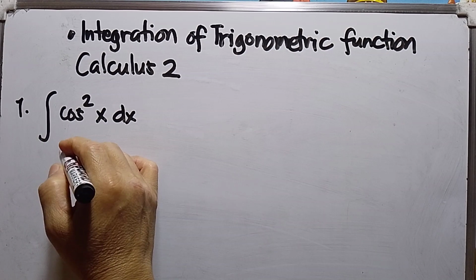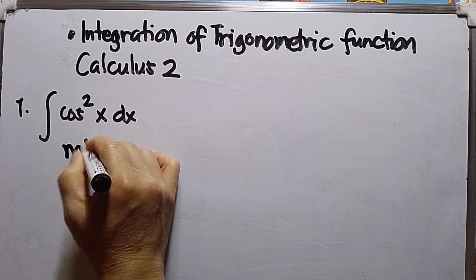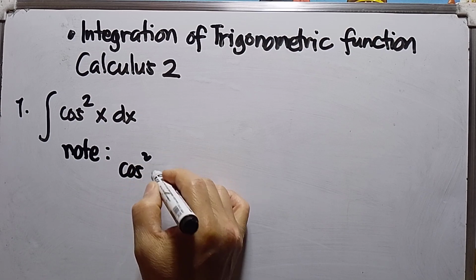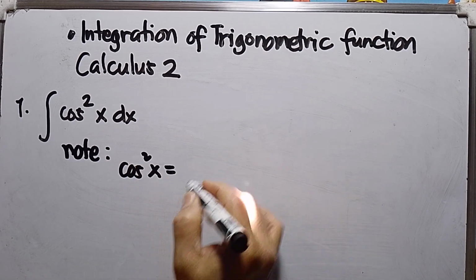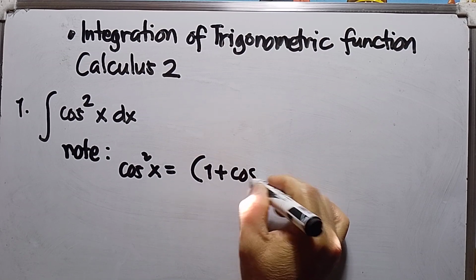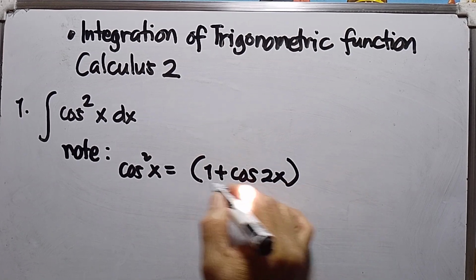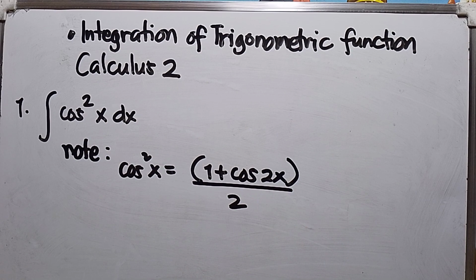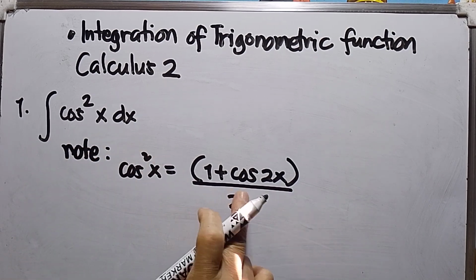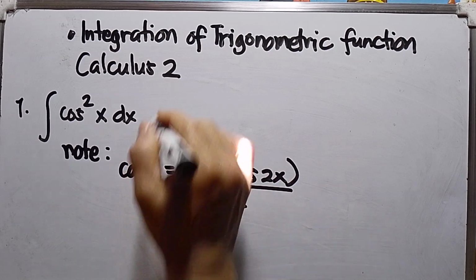Let us recall our trigonometric function. So note cosine squared x is equal to 1 plus cosine 2x over 2. Okay, so I need to replace cosine squared by 1 plus cosine 2x over 2.